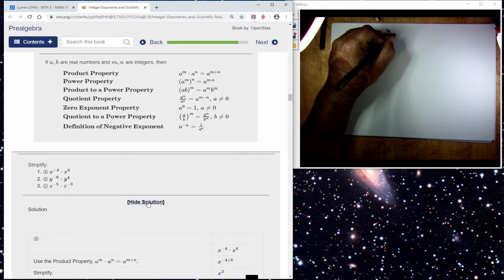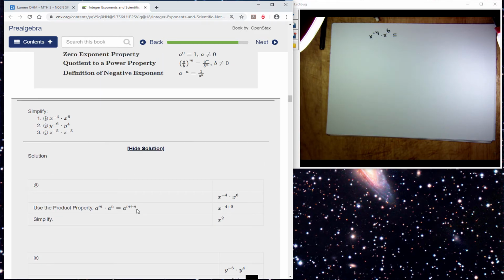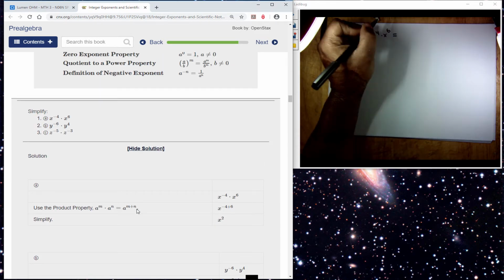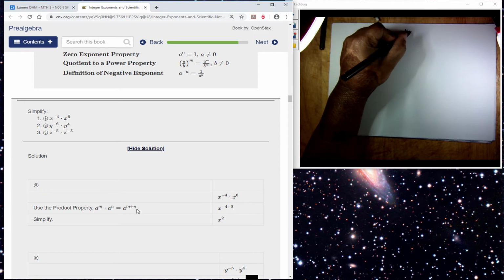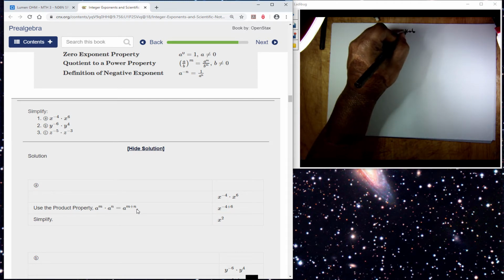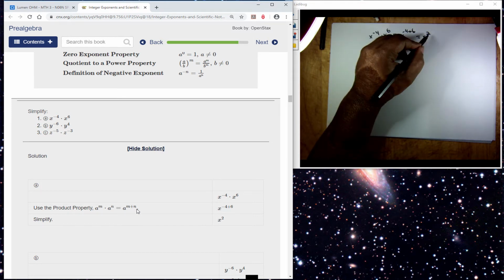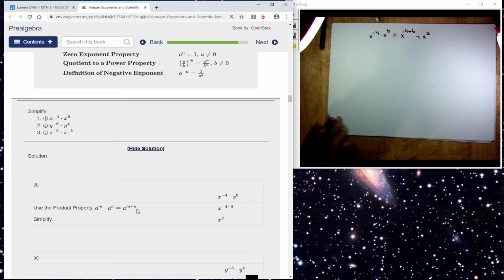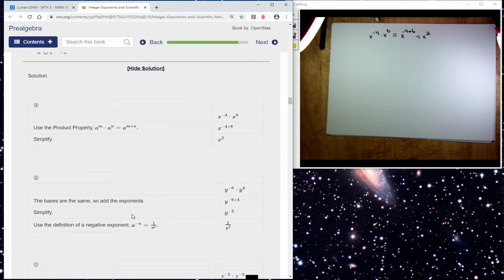There are different properties you can use to get the same answer. When you're multiplying, you add the exponents. So here I'm adding negative 4 plus 6. I'm adding different numbers with different signs, so I subtract the smaller from the larger. 6 minus 4 is 2. Take the sign of the larger, it's a positive 2.